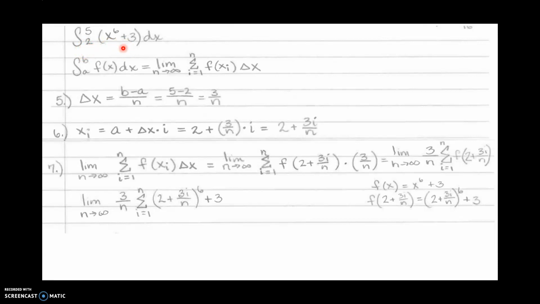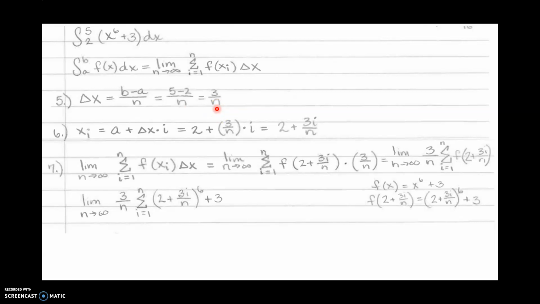So first off, I want to know change in x. And you'll notice your change in x formula is still the same, b minus a over n. So we're going to do upper limit of integration minus lower limit of integration over n. The only difference here is I don't have a number for n. They didn't tell me to use a certain number of rectangles. I literally leave n in there. So my change in x is going to be 3 over n.